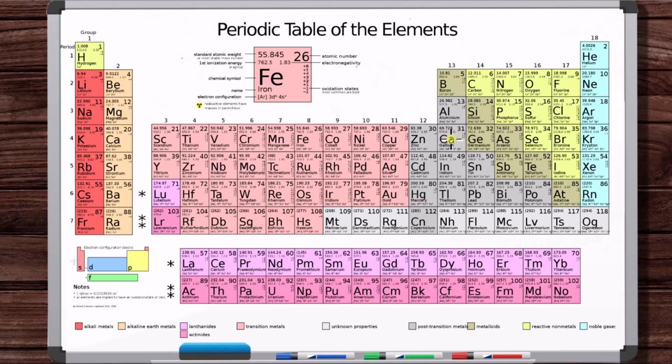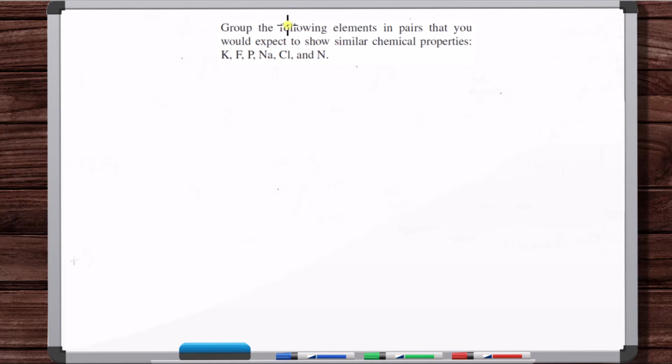When you're going from the transition metals to the non-metals, you have the metalloids. Okay, these are metalloids in this dark green here, this forest green or army green. Tellurium, there's an "ium." Germanium, so those are some metalloids. All right, interesting. Group the following elements in pairs that you would expect to show similar chemical properties.